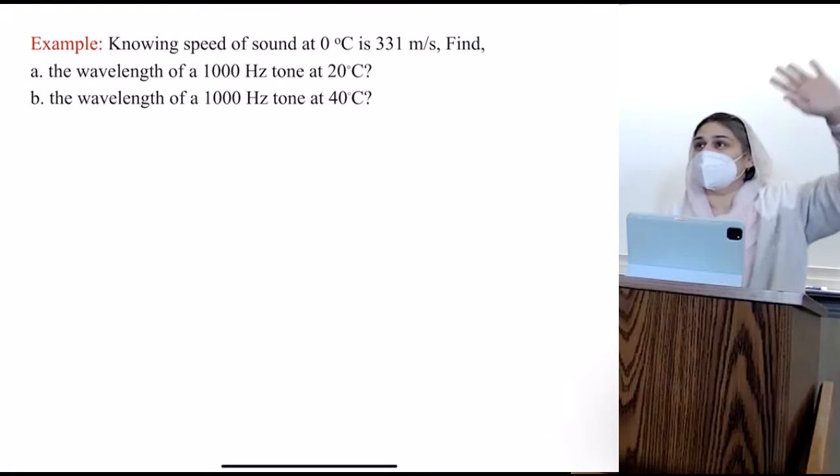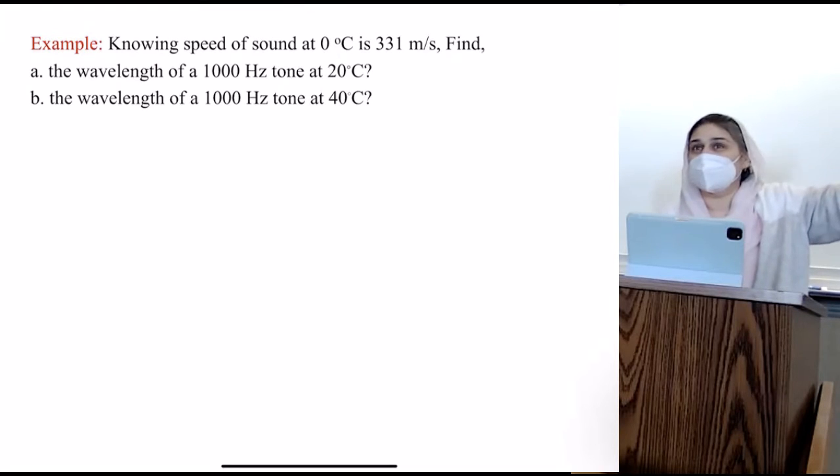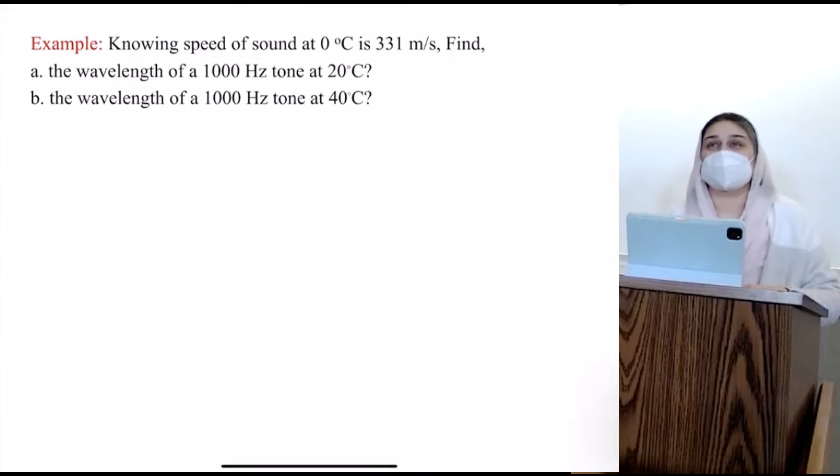Anybody play band? Outside? Yeah? Do you have to retune when it gets really cold and really warm? Yeah, this is why. So what do you have to do?